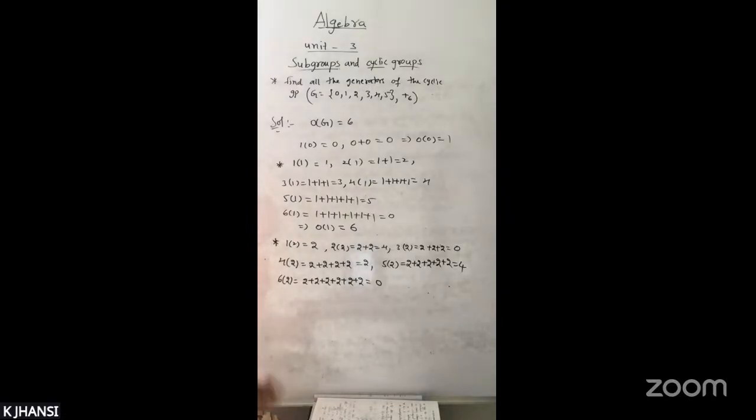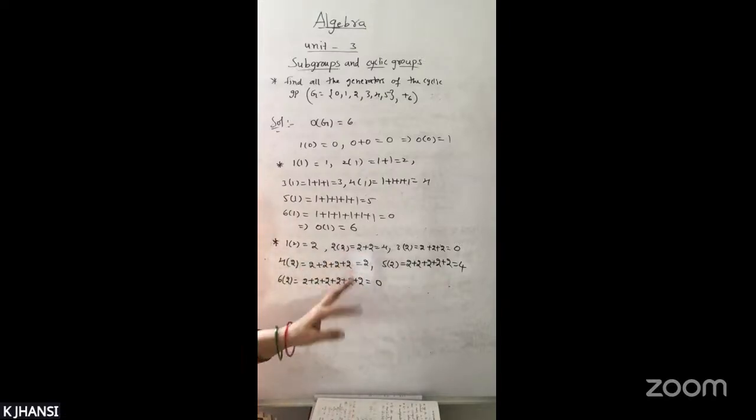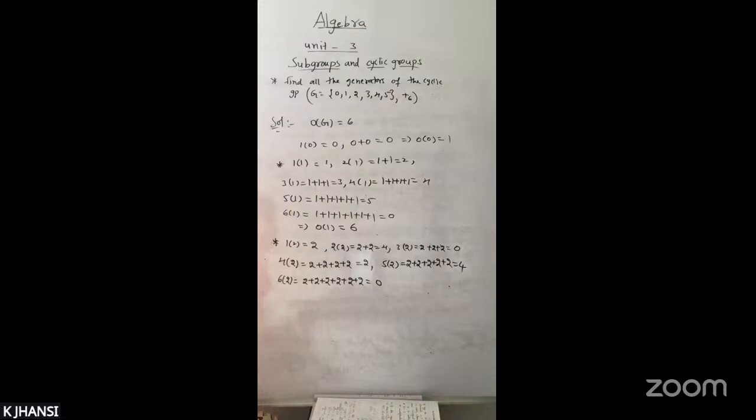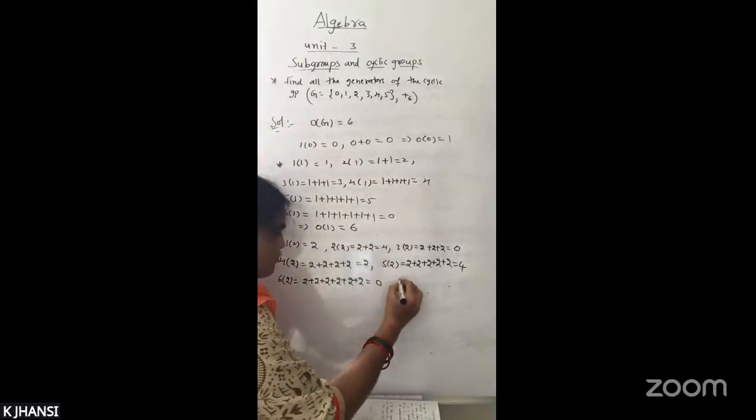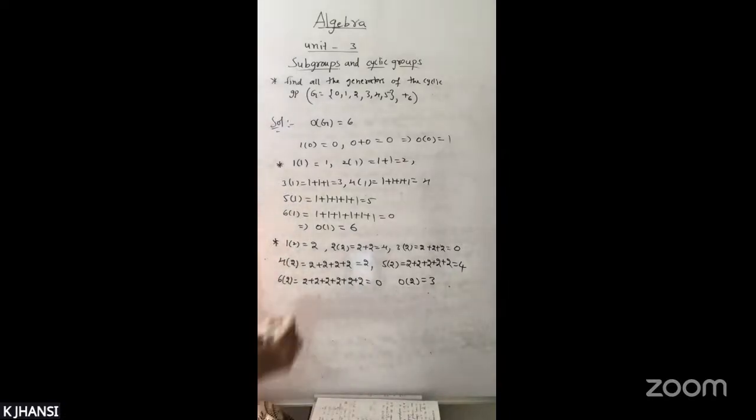So what elements are you getting for 2? You are getting 2, 4, 0, and then they repeat. So you are not getting all the elements in G. Only these 3 elements are repeating: 2, 4, 0. So the order of 2 is 3.